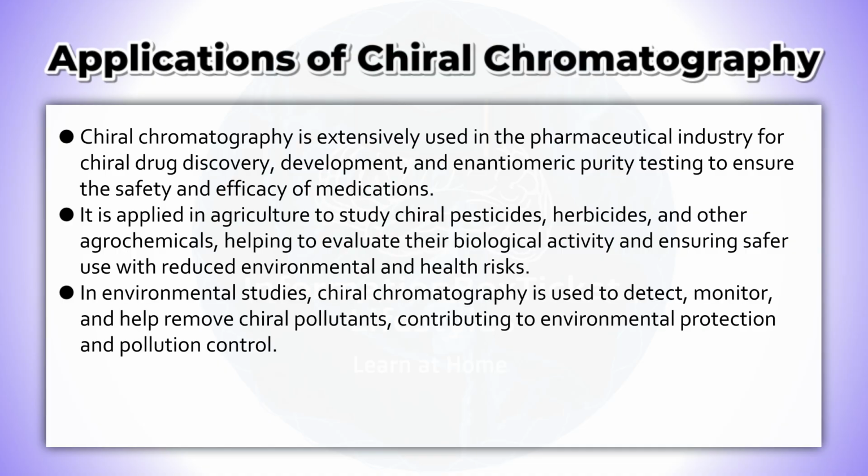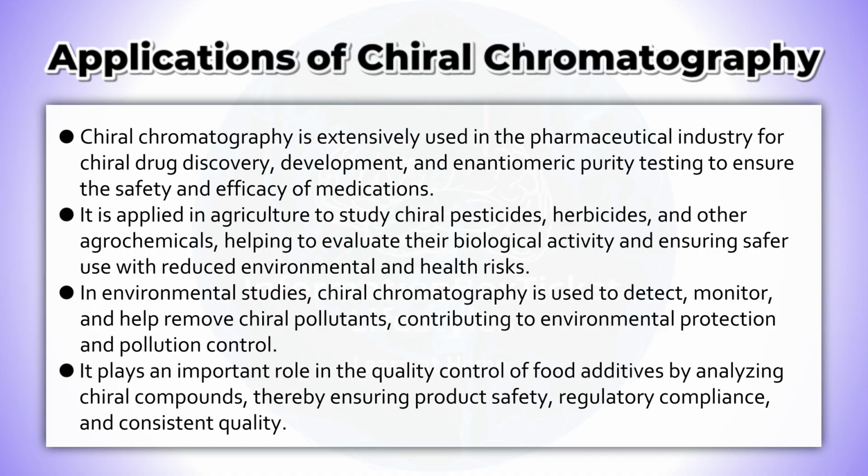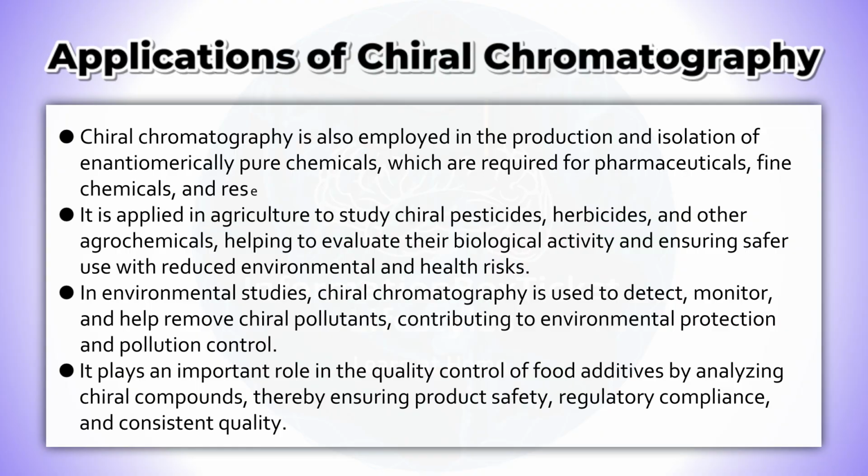In environmental studies, chiral chromatography is used to detect, monitor, and help remove chiral pollutants, contributing to environmental protection and pollution control. It plays an important role in the quality control of food additives by analyzing chiral compounds, thereby ensuring product safety, regulatory compliance, and consistent quality. Chiral chromatography is also employed in the production and isolation of enantiomerically pure chemicals, which are required for pharmaceuticals, fine chemicals, and research applications.